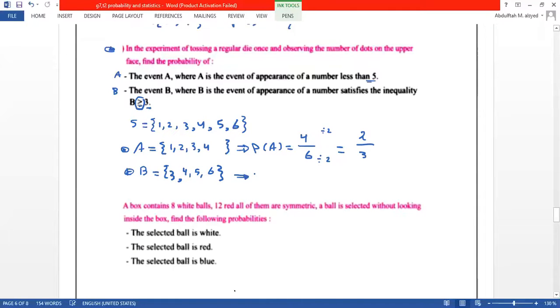Now the probability of B equals 1, 2, 3, 4. So 4 over the total number of the sample space, which is 6. Simplifying by dividing by 2, it will be 2/3. Okay, so this is the second required.